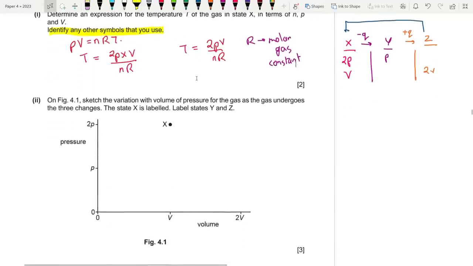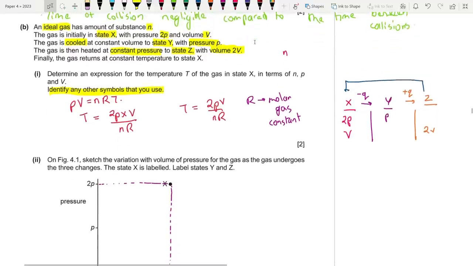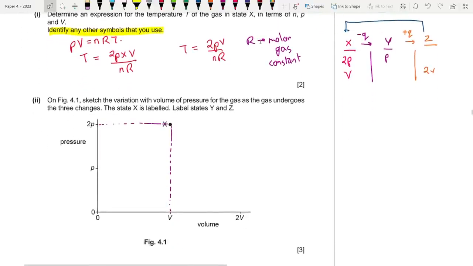On figure 4.1, sketch the variation with volume of pressure for the gas as the gas undergoes the three changes. The state X is labeled. Label states Y and Z. So X is labeled here, as you can see. So what does Z have? Z has a volume of 2V. So Z should lie somewhere over here.